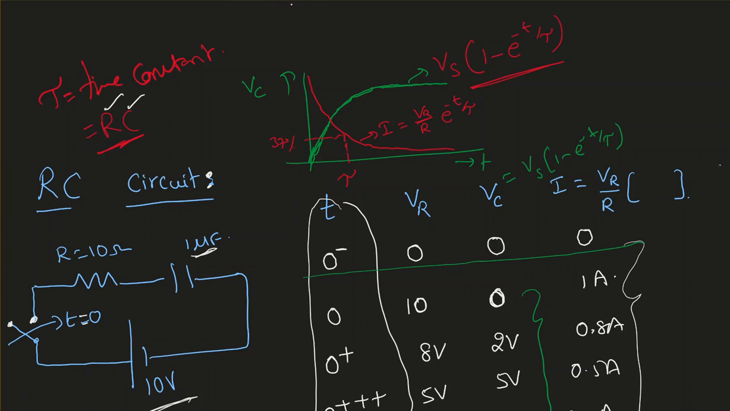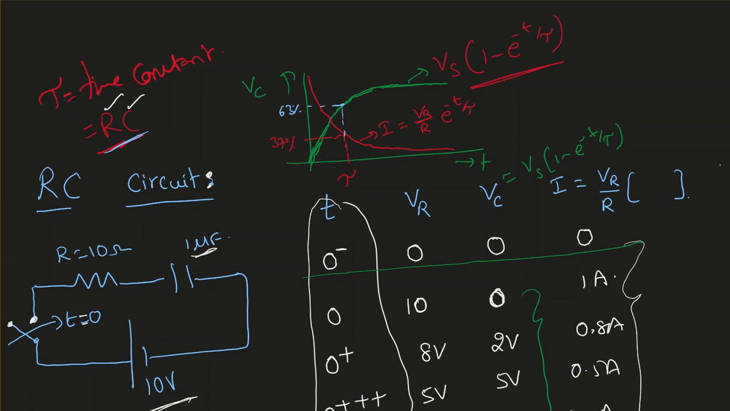At the same time, if you have the exponential increase line, it's when it reaches 63% of its final value. Either it is reaching 63% of the final value, or 37% of the initial value. So based on that, we can define the time constant in an RC circuit. In an RC circuit, it's R times C.